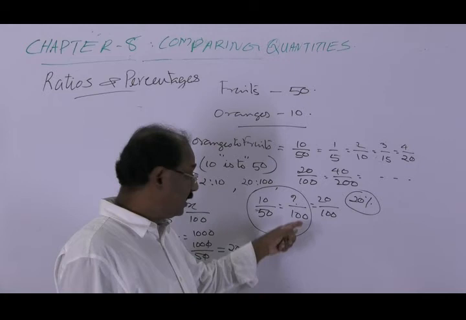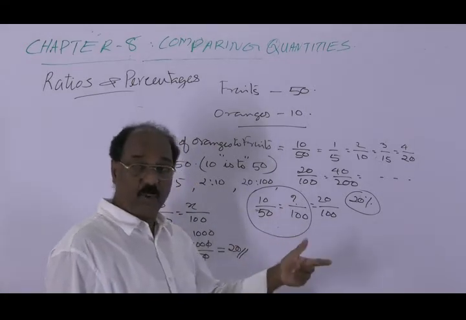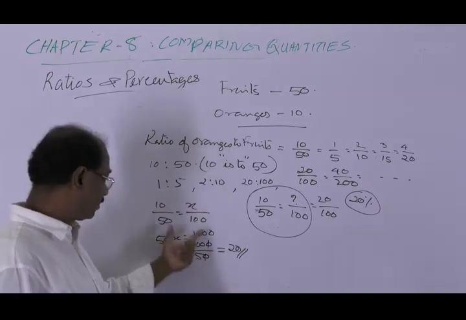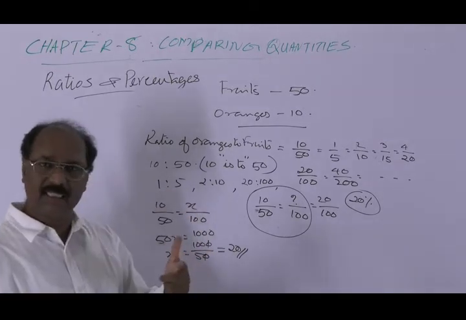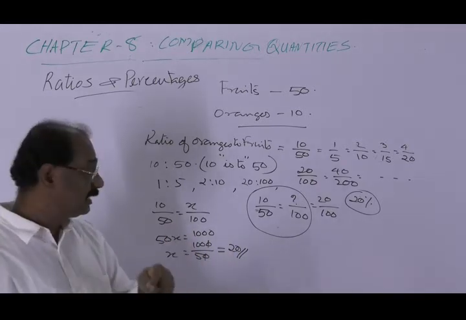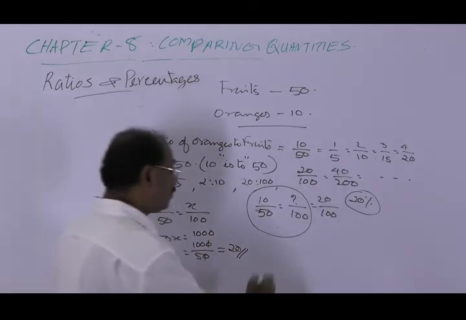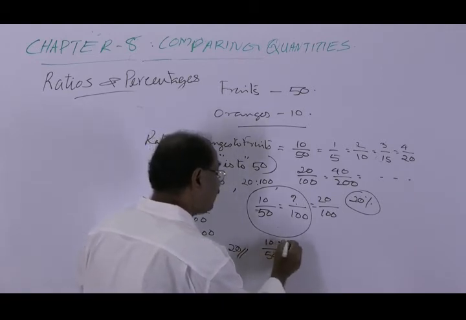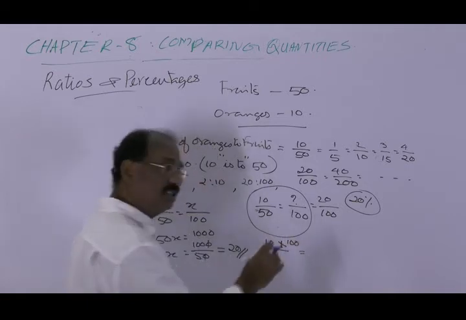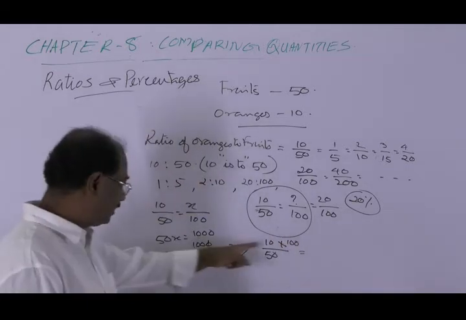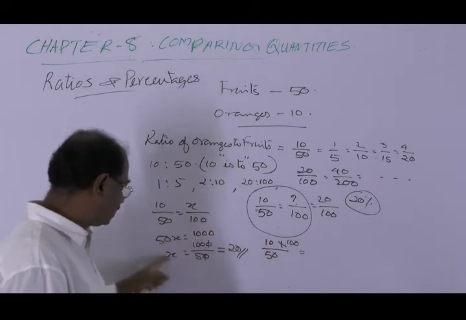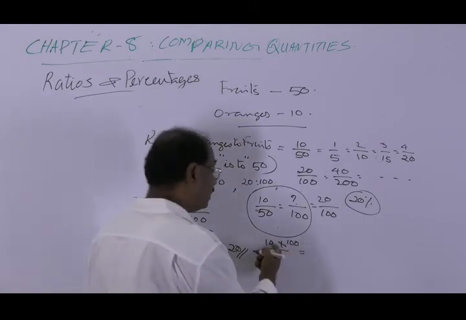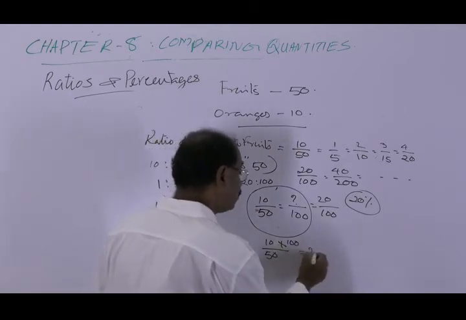To find the percentage, we need not go through all these arithmetic operations. Take the fraction, cross multiply, no, it is not necessary. We can directly find it. That is, think in this way. For 50, we have 10. Then how many for 100? This will give us the actual percentage. So this directly goes to 100 into 10 divided by 50, which is equal to 20%.